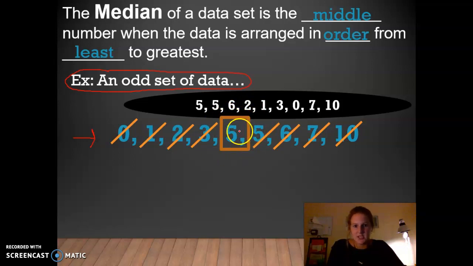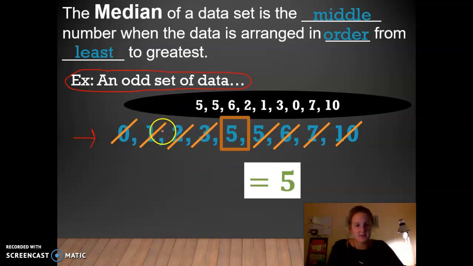There won't be any calculation needed. It's just the middle number, 5. So here my median is 5. And that's when you have an odd set of numbers, so the middle number.